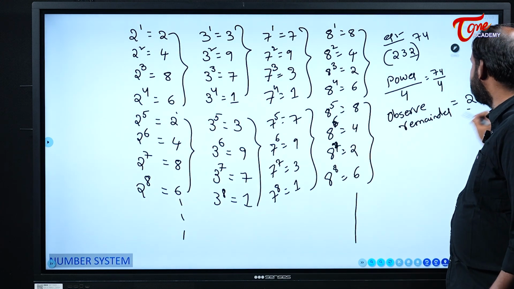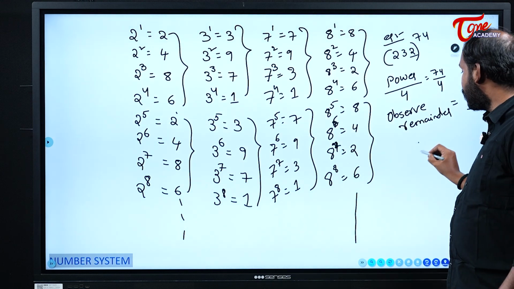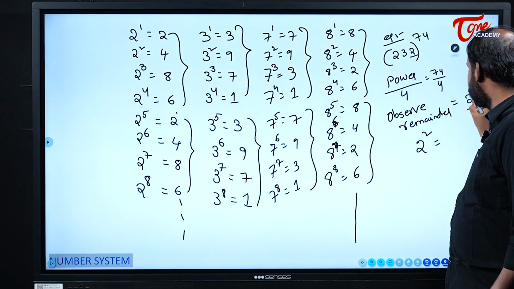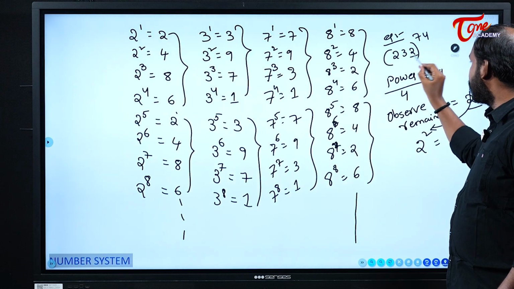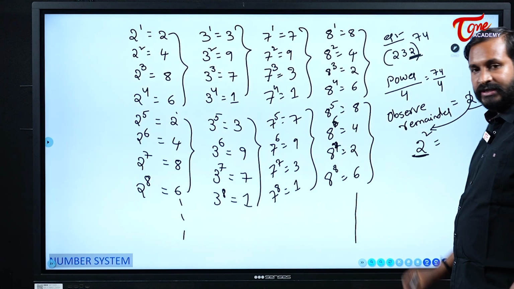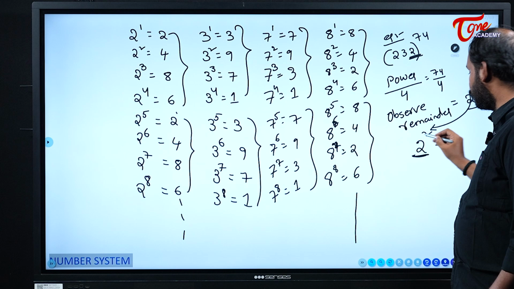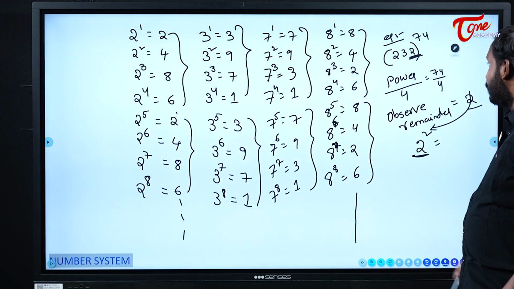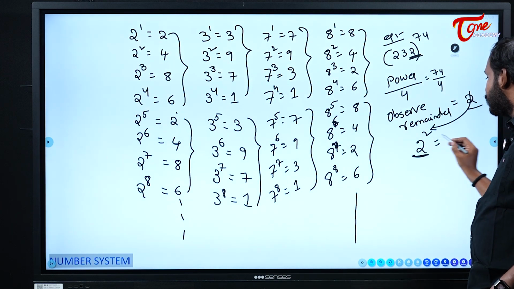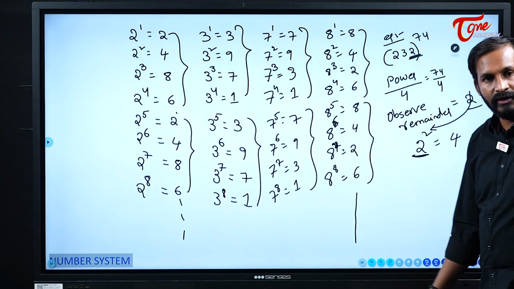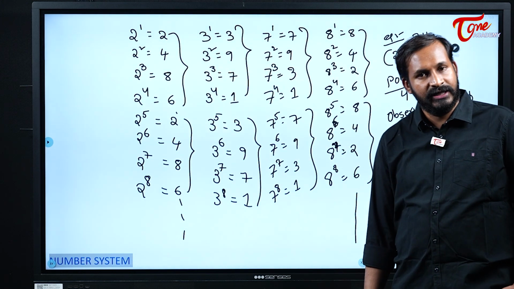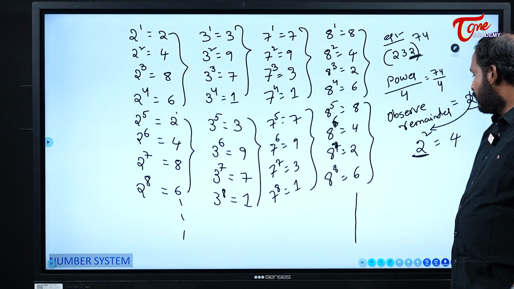Now, take the units digit of this one. That means, you need to take the unit digit of 2 square. This 2 is the given units digit and this 2 is the remainder. So, I got this one. 2 square's unit digit is what? 4. 2 square value is 4 and 2 square's unit digit is also 4. Okay.